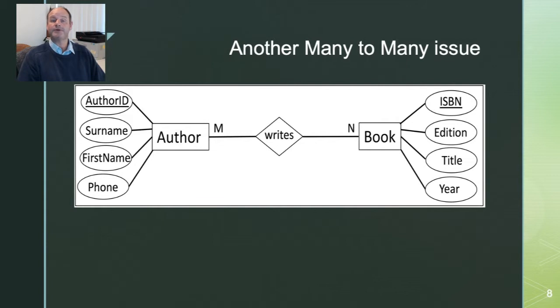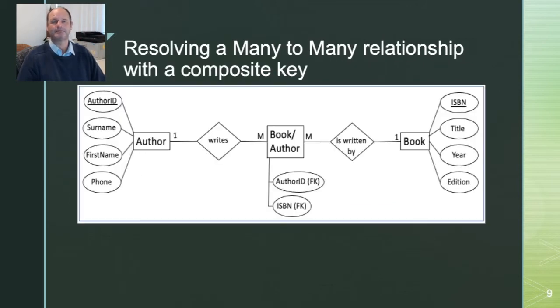In this example, we see a many-to-many relationship which needs to be resolved. To do this, we again need to create two one-to-many relationships which are both connected to a linking entity. In our solution, you can see the two one-to-many relationships and the linking entity called book/author. There are two features I want you to take note of.